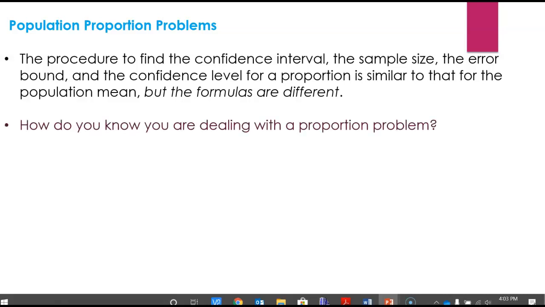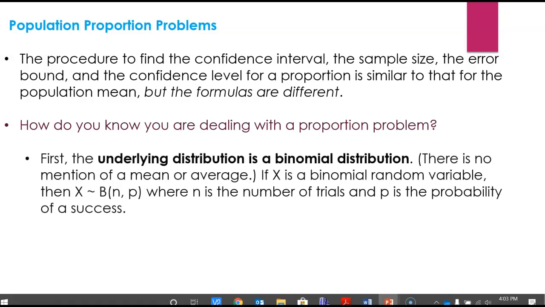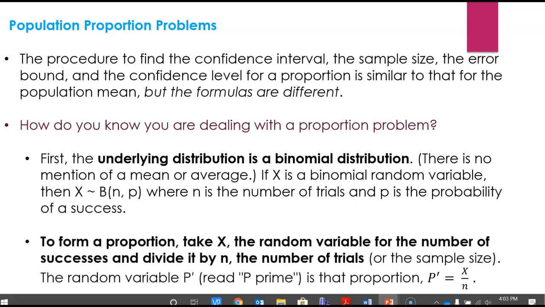How do you know you're dealing with a proportion problem? First, the underlying distribution is binomial. There's no mention of a mean or average. If x is a binomial random variable, then x is a random variable that is represented by b of n,p, where n is the number of trials and p is the probability of success. To form a proportion, take the x, the random variable, for the number of successes and divide it by n, the number of trials, or the sample size. So the random variable p prime is that proportion, p prime equals x divided by n.